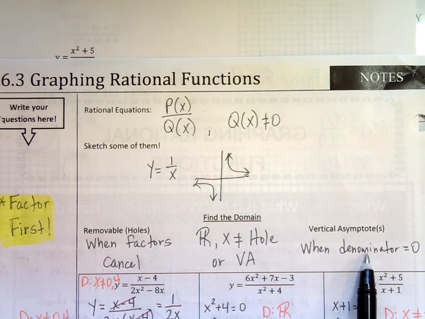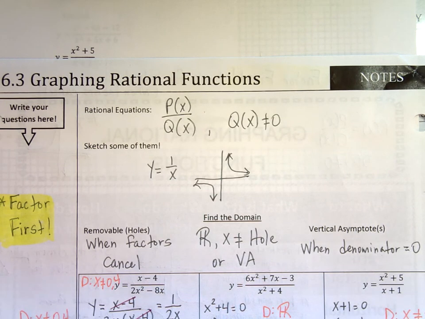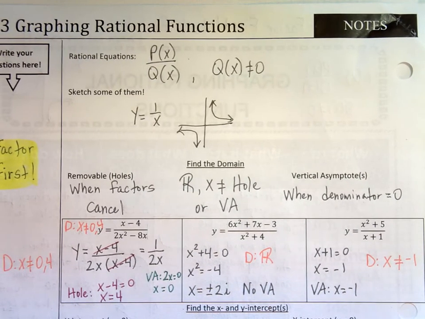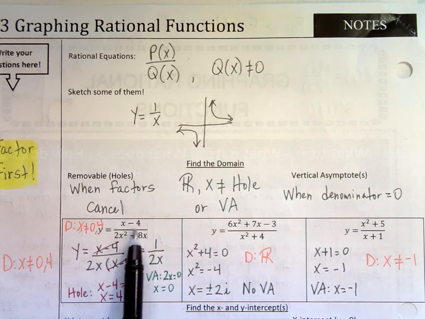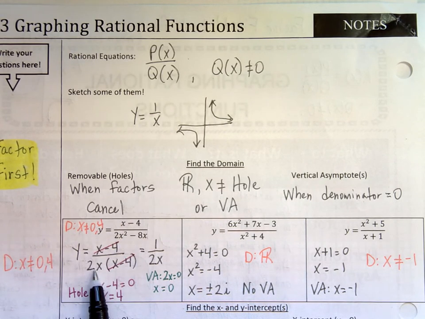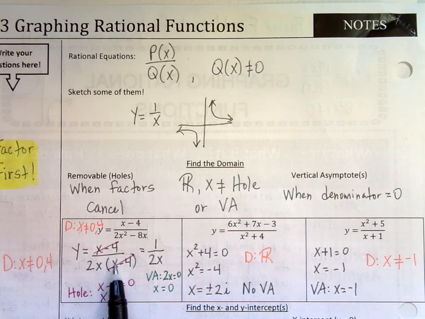And so he gives us 3 different functions, and he wants us to find those 3 things for these 3 different functions. And so that's what we were doing in class yesterday. Now, first one. Actually factors. X minus 4, 2x squared minus 8x. The bottom factors, top does not. X minus 4 stays, 2x comes out. X minus 4 on top, x minus 4 on the bottom. I'm like, woohoo, I got cancellation.